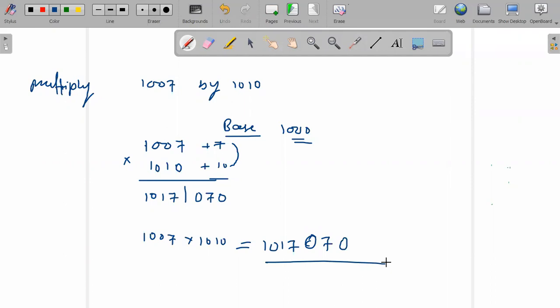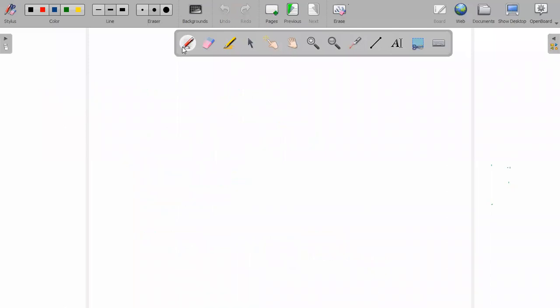Is this method better than the crisscross system of multiplication? Yes. This is a little bit more easy. No need to do lengthy multiplication. That's why most of the time people use this method.